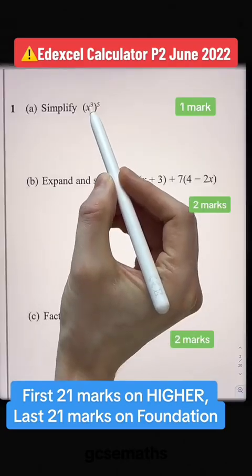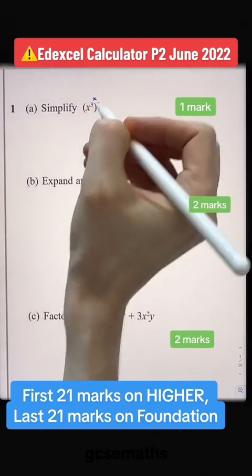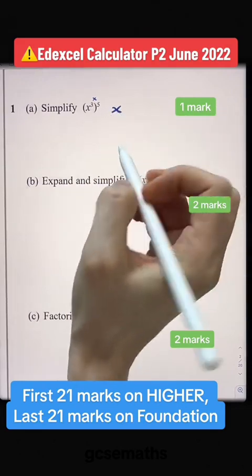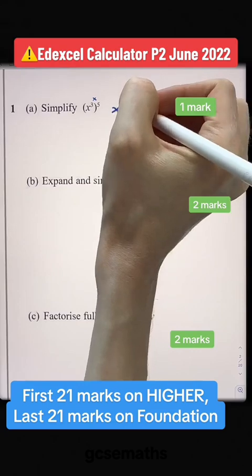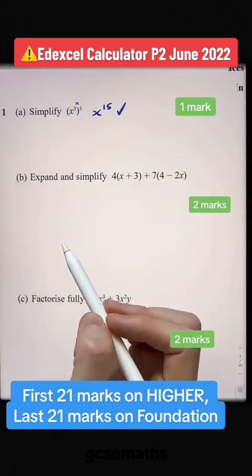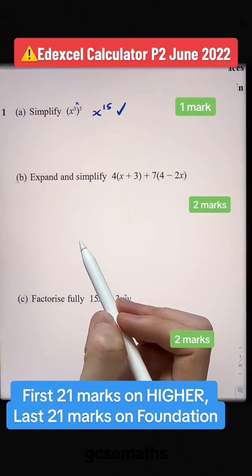Question 1. Where we have a power raised to power, we multiply our powers. Hence we keep the base the same, in this case x, and 3 times 5 gives us 15. Part B. Expand means to multiply out each of our brackets.